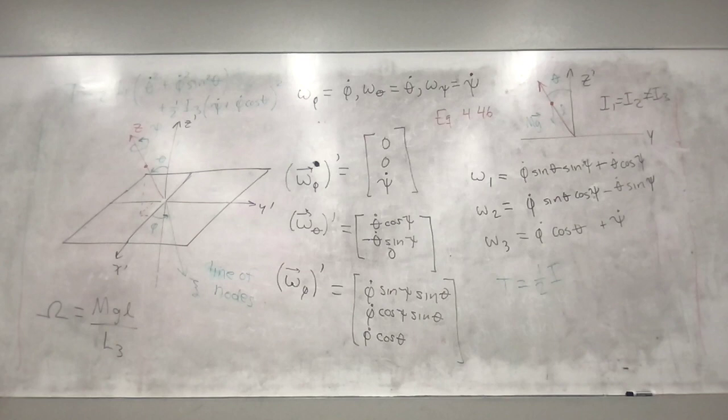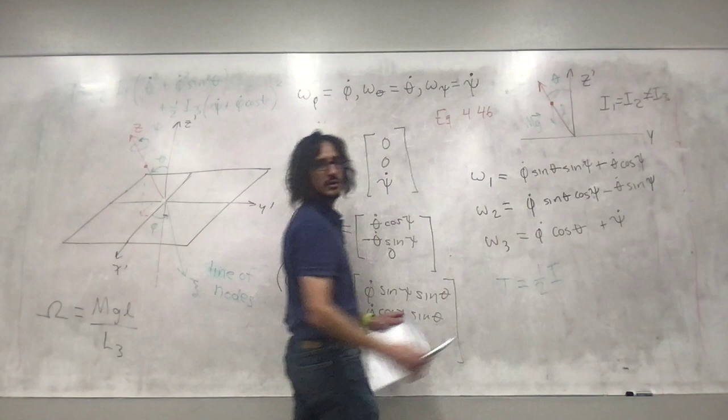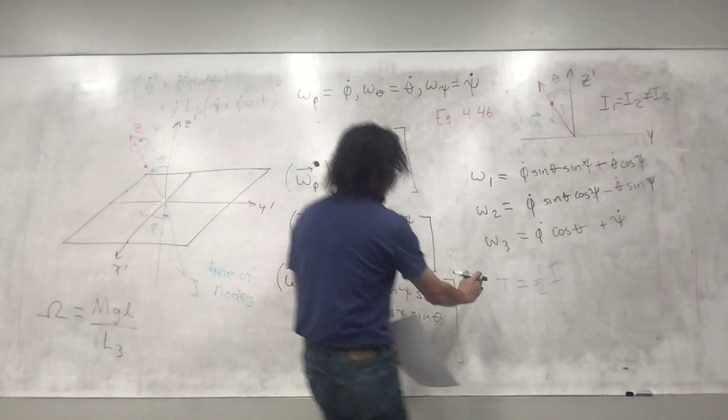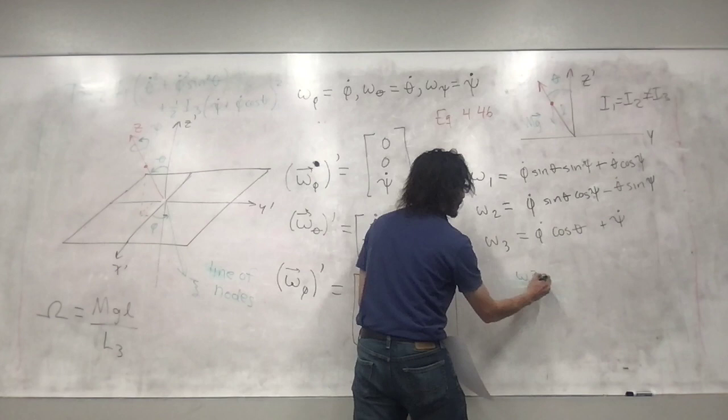It is correct. So we didn't get this before in terms of the other angles. We got it in terms of omega 1, omega 2, and omega 3. So I just substituted these in there, and this is the result. You simplify it with omega 1 squared plus omega 2 squared in there. Yeah, so in one bracket you get omega 1 squared plus omega 2 squared. So it's this one squared times this one squared.